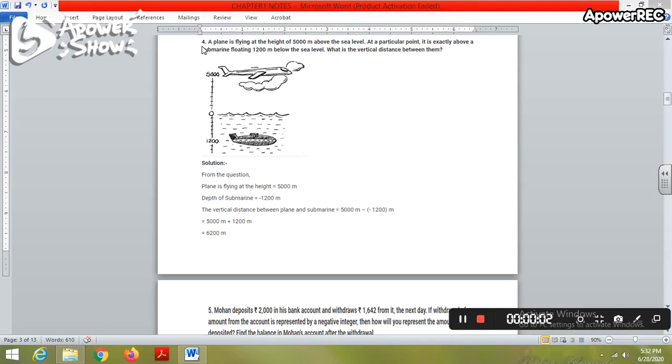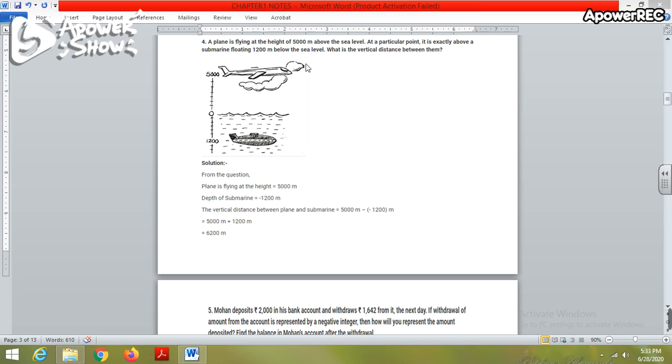Question number 4 of exercise 1.1. Question number 4 says a plane is flying at a height of 5,000 meters above the sea level. So the height of the plane is 5,000 meters. Now at a particular point, it is exactly above a submarine floating 1200 meters below the sea level. So the submarine is floating 1200 meters below the sea level. What is the vertical distance between them?